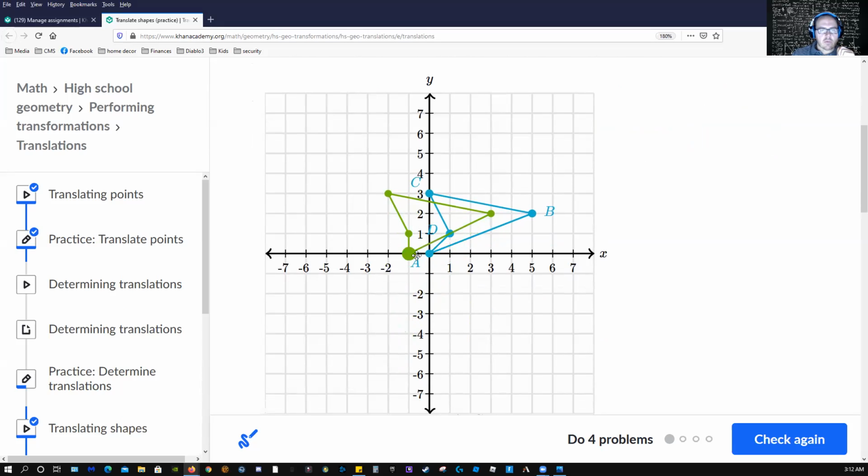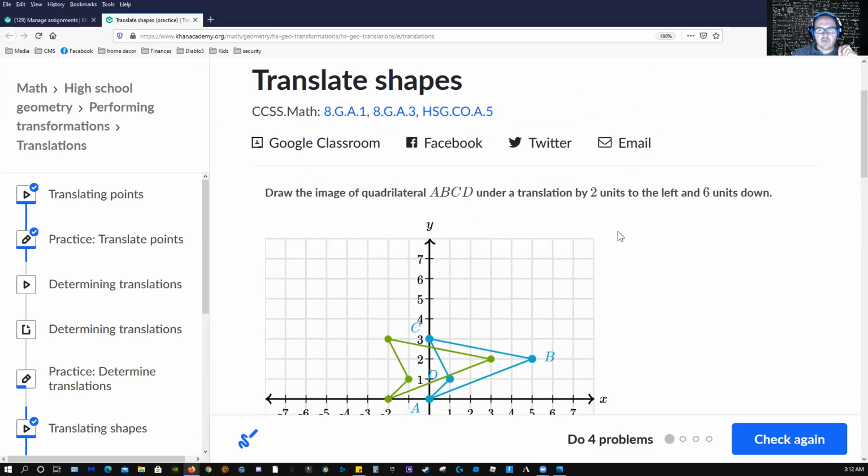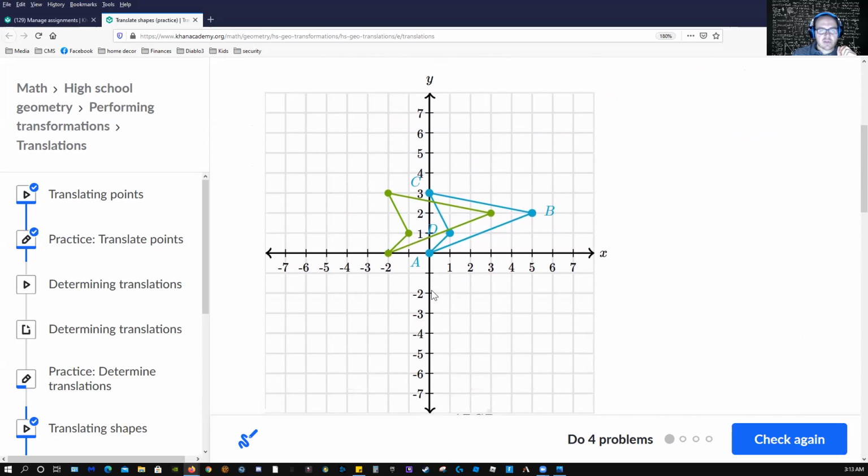Somewhat goofy there. Hang on. Oh, that's why I scooted over on accident. Starting over. So I did 2 units left because it said 2 units left. Now 6 units down. No mistakes this time. 1, 2, 3, 4, 5, 6. Why is that not letting me go down? Oh, I see what the mistake is.